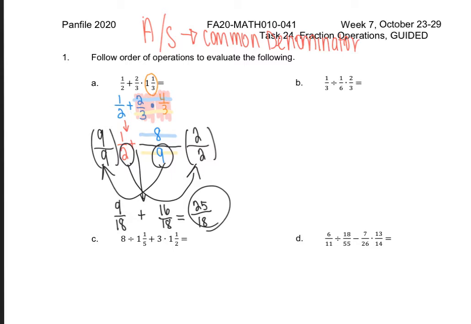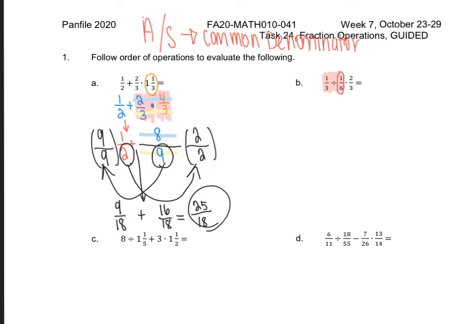All right, for letter B, I have division and multiplication. When I have division and multiplication, I want to work left to right. So for this one, I want to do the division first. So I want to do the 1/3 divided by 1/6. However, when I do division of fractions, I know that I need to flip my second fraction.